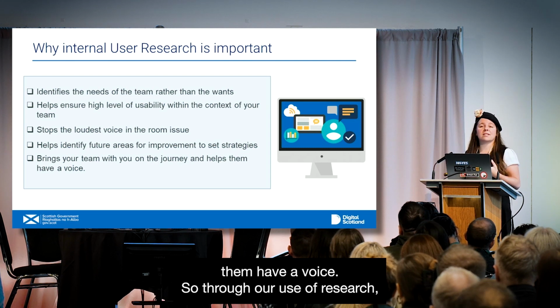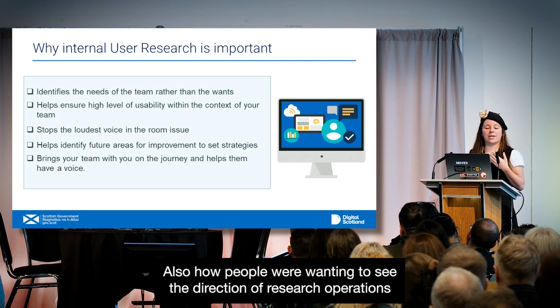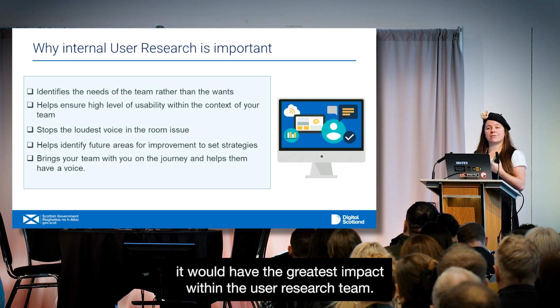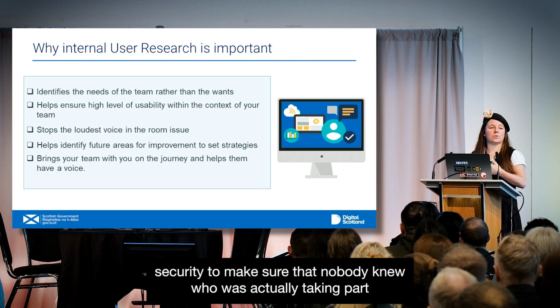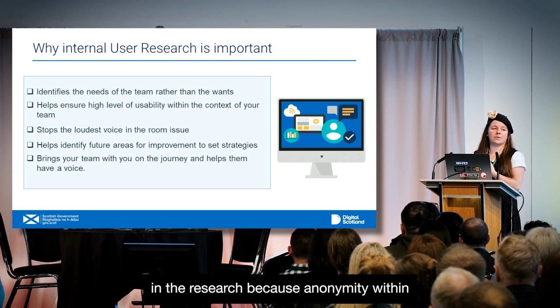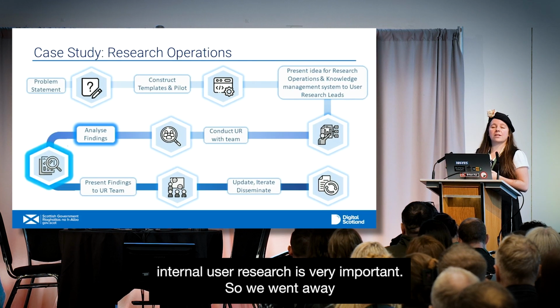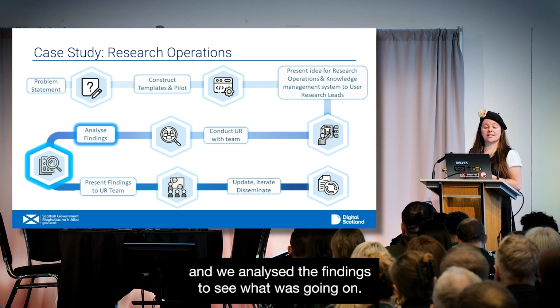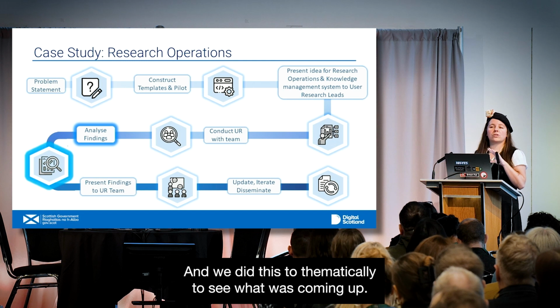So through our user research, we managed to identify any issues that we had with our current templates, also how people were wanting to see the direction of research operations and where they felt it would have the greatest impact within the user research team. So we did all these interviews one-on-one, and we made sure that there was a lot of security to make sure that nobody knew who was actually taking part in the research, because anonymity within internal user research is very important. So we went away and we analysed the findings to see what was going on, and we did this thematically to see what was coming up.